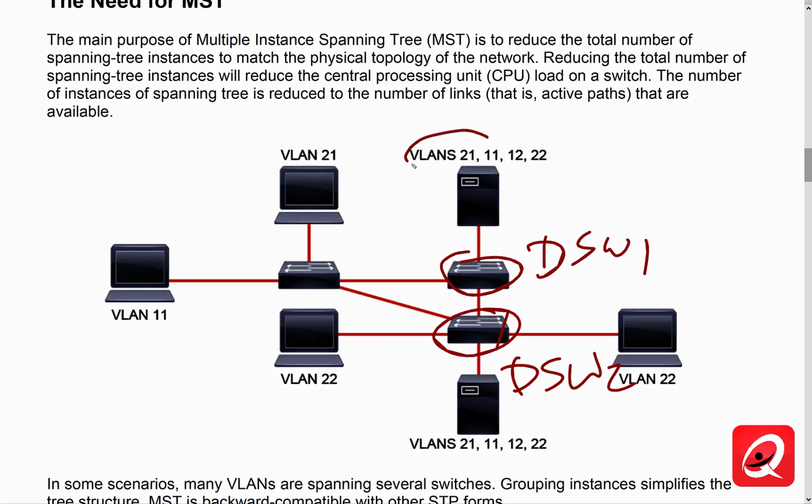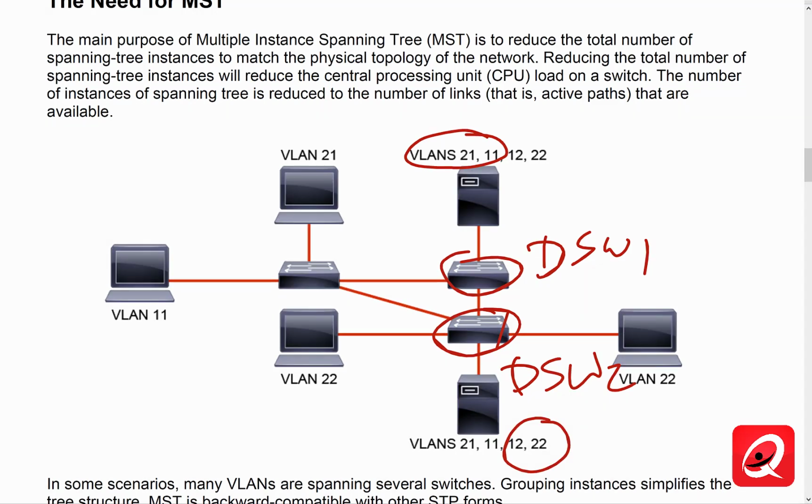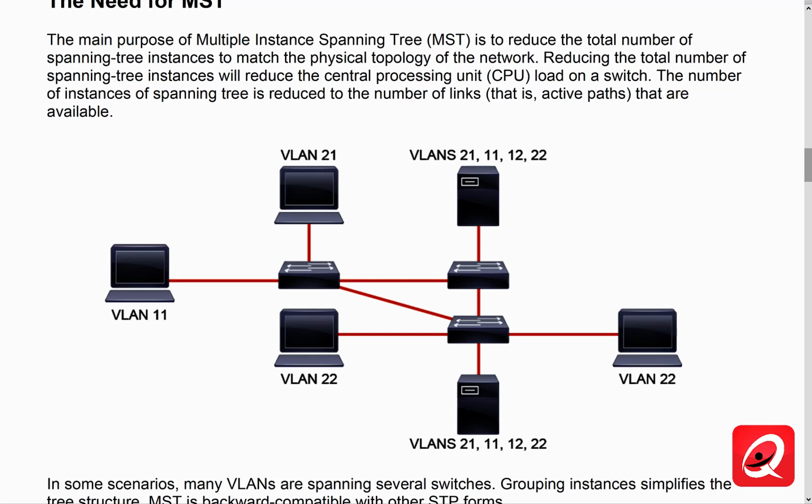Even if I said, let's go ahead and make DSW1 the root for VLANs 21 and 11, and let's make DSW2 the root for VLANs 12 and 22, we would still have 5 instances of spanning tree. It just would happen that 3 of those instances would have one topology and the other 2 instances would have another topology. So even though we're only creating 2 topologies, we have multiple instances, or multiple processes, of spanning tree running in the environment.